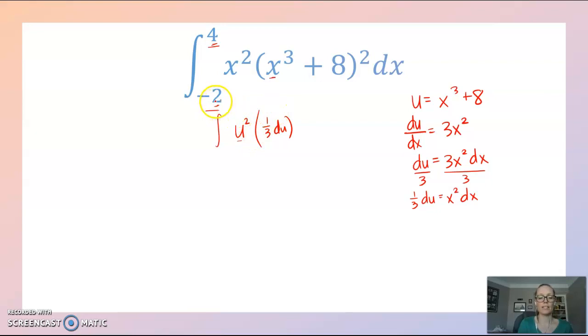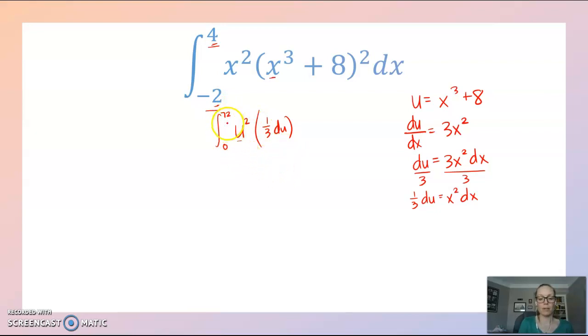And so the way that that is done is by plugging this in for x to find out what u would be equal to. So I'm going to plug in -2 for x, and -2 to the third is -8. So -8 plus 8 is 0. So the lower bound on my integral in terms of u is 0. And then for the upper bound, I plug in 4, and 4 to the third is 64, and 64 plus 8 is going to give me 72. So my upper bound in terms of u is 72.